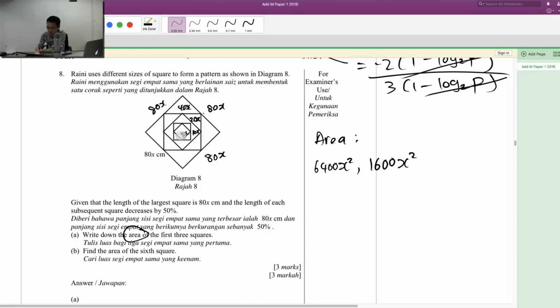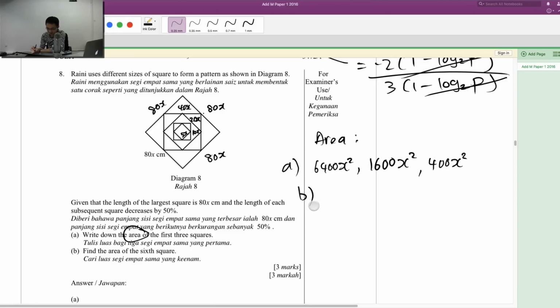Okay, so the next one is 20 multiply 20, isn't it? So it's 400 x squared. So the next one is, they want only the first three terms, isn't it? First three sequence, so done. Okay, this one is just multiply.